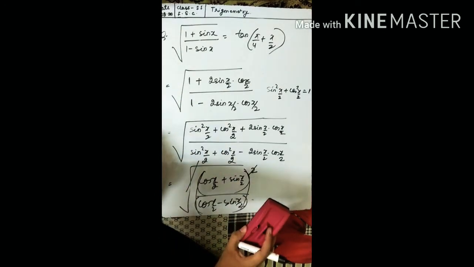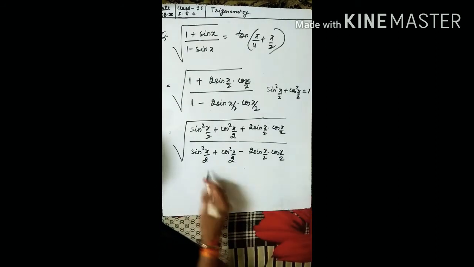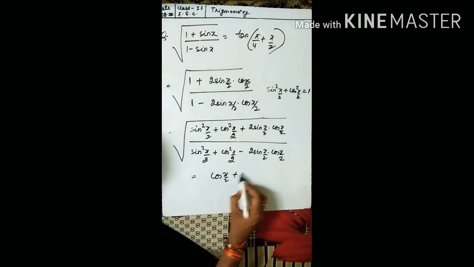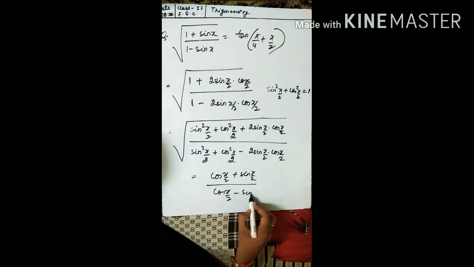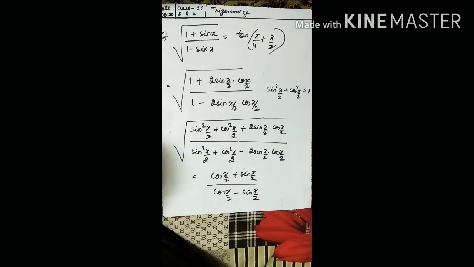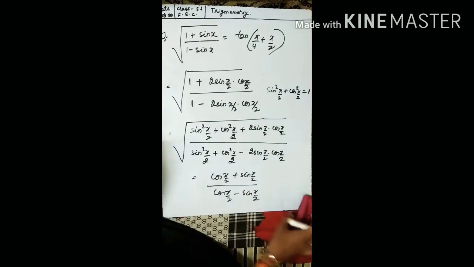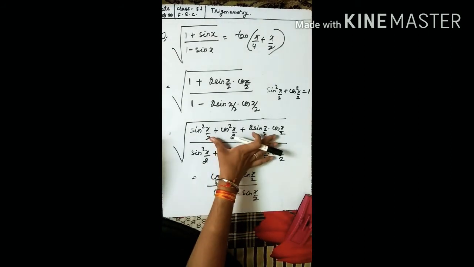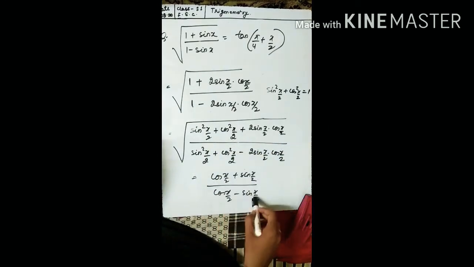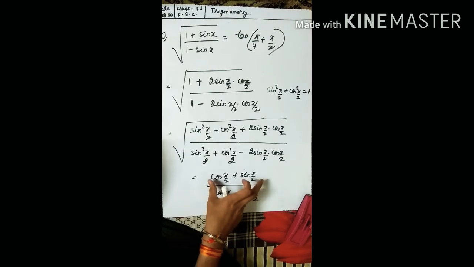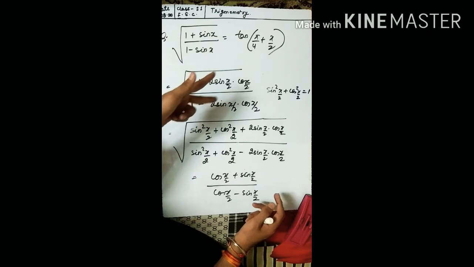Okay, so I'm just rubbing this root. So finally what we got is cos x by 2 plus sin x by 2 upon cos x by 2 minus sin x upon 2. I hope you understood till now that the numerator we have written like this, that means the whole square, and the denominator the whole square. The whole square and root are cancelled and we are left with this thing. Okay, now you understand what will happen after this step.